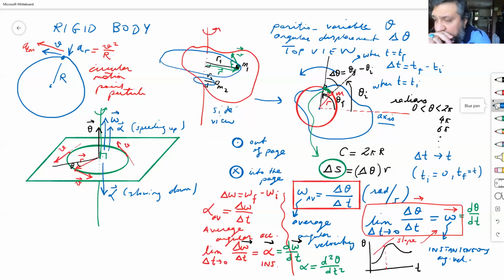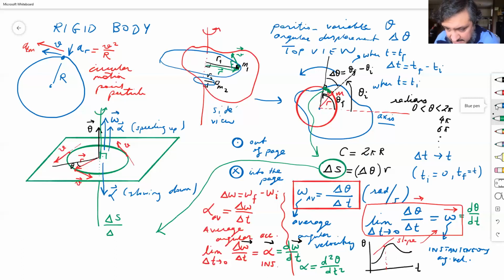Now, what about delta S? Okay, going back to this delta S here. What about delta S over delta T? What does this correspond to in this picture? Especially when I take the limit when delta T goes to 0. Now that is the instantaneous velocity v.